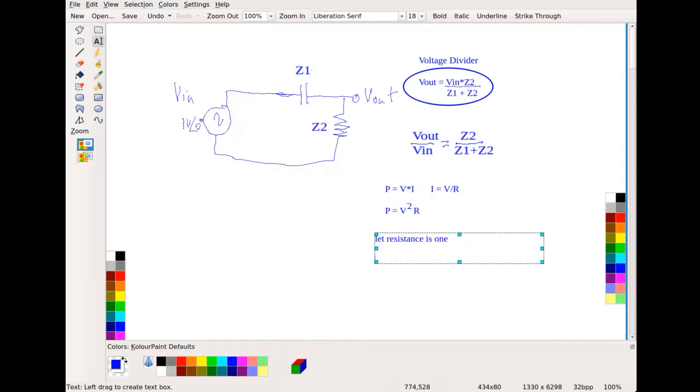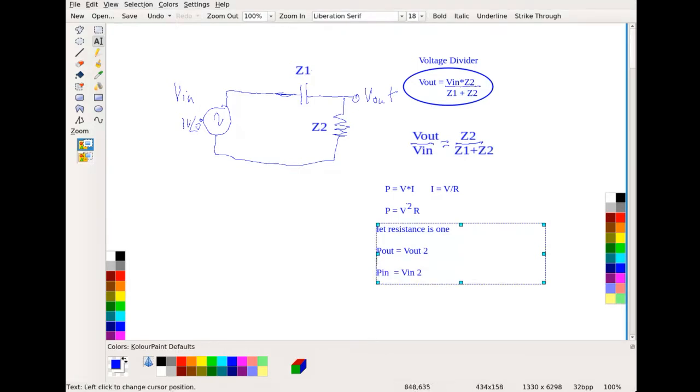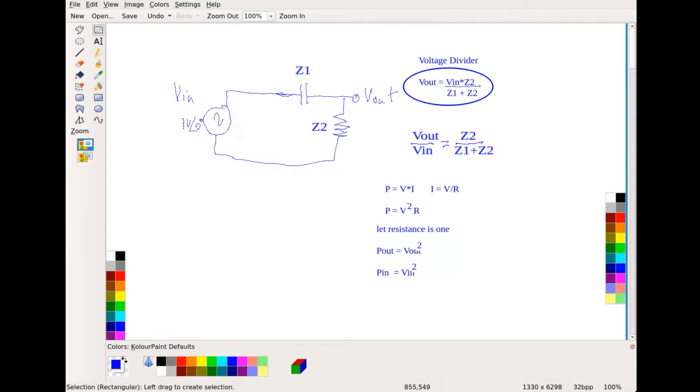Then the power out is going to be Vout squared, and the power in is going to be Vin squared, because the resistance is 1 here.